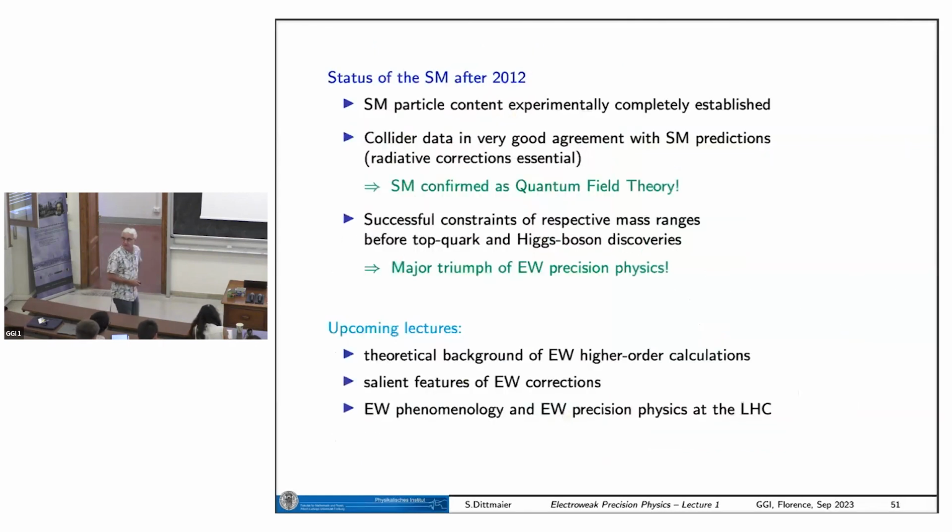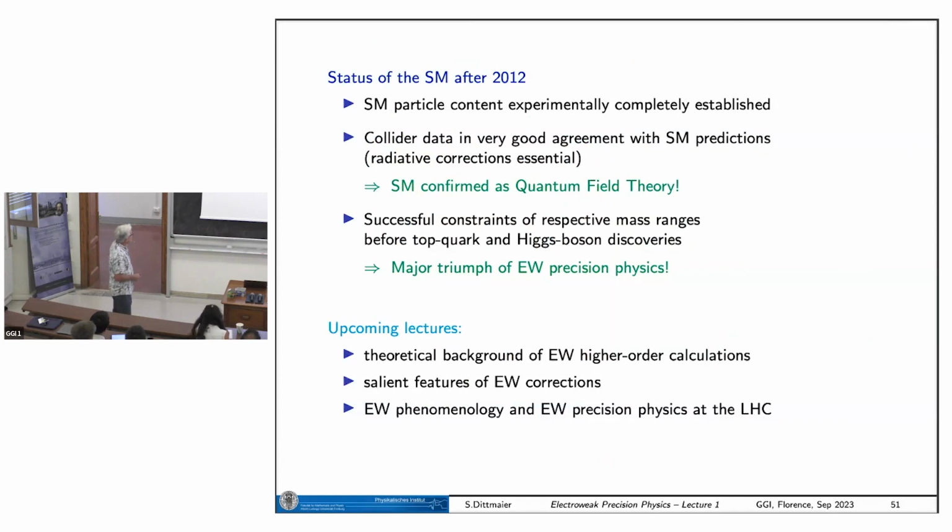So where does this leave us? It leaves us with a lot of delay on the clock and with this situation. The status of the standard model after 2012 was as follows. The standard model particle content with the discovery of the Higgs boson was experimentally completely established, but even more, the collider data showed very good agreement between standard model predictions and really confirmed the standard model as quantum field theory. I think one cannot overemphasize this point.